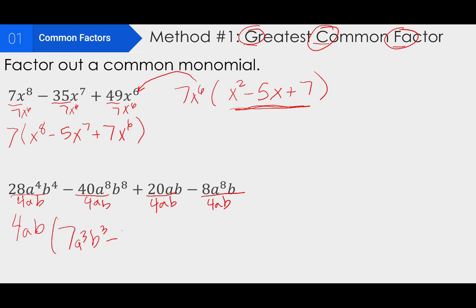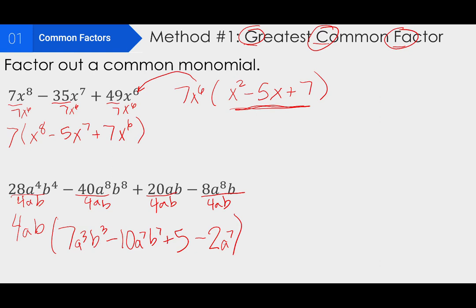40 divided by 4 is 10. And take away one of those a's and one of those b's. 20 divided by 4 is 5, and the ab divided by ab is 1, so 5 times 1 is just 5. 8 divided by 4 is 2. A to the 7th, and the b divided by b is 1. And there we go, we can't factor anything else out.